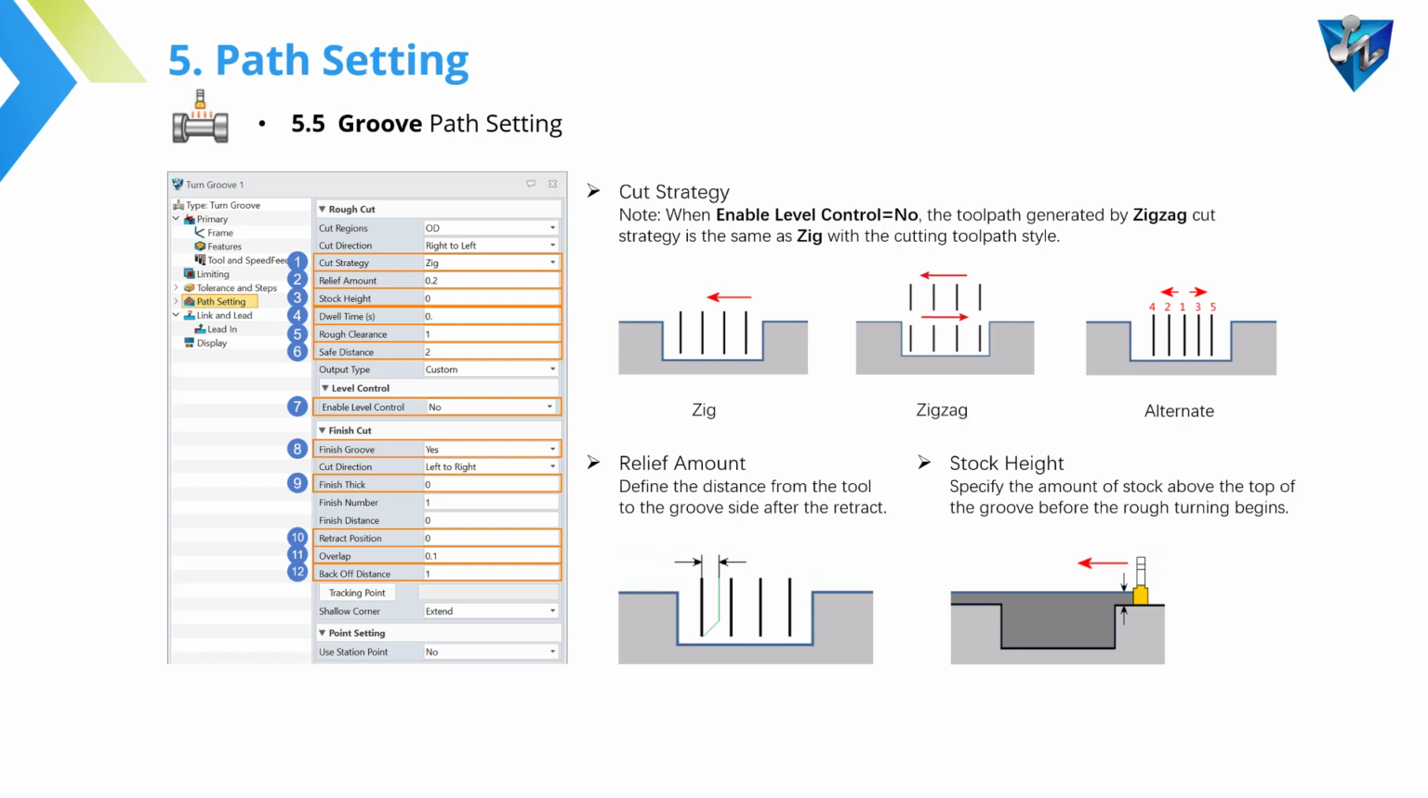It's important to note that when the Enable Level Control option is set to No, zigzag is essentially the same as zig in terms of the cutting toolpath style. Relief amount refers to the distance that's defined from the tool to the side of the groove after it retracts. Stock height lets you specify the amount of extra material left above the top of the groove before the rough turning process begins.